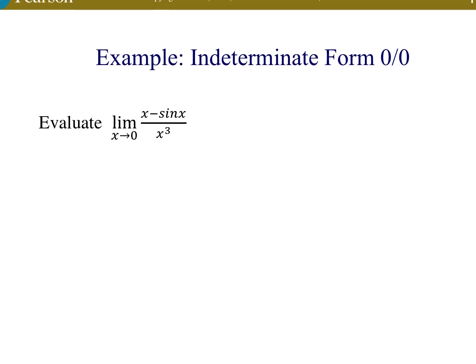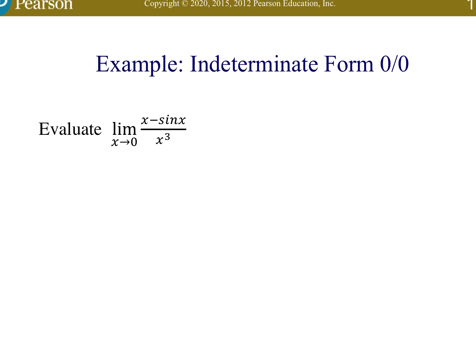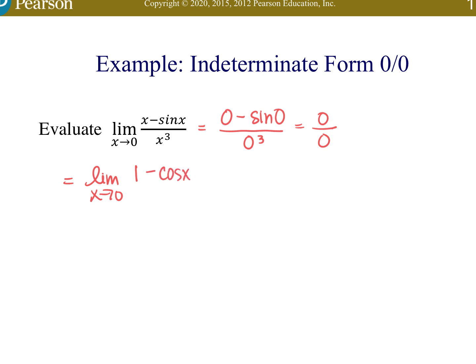All right, so let's try this one. Always check to make sure it's indeterminate. So drop the 0 in. That's going to give me 0 times the sine of 0 over 0 cubed. That for sure is 0 over 0. So I am justified in using round 1 of L'Hopital's rule. Round 1 of L'Hopital's rule says 1 minus the cosine of x over 3x squared. That's round 1. That's the derivative of each of those terms.